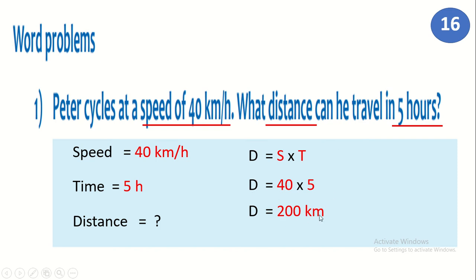And don't forget the unit for distance here. The unit for distance is kilometer. Don't say meter. Kilometer per hour, and then the hour here is the same, you cancel the hour, you have only kilometer. Correct, students? That's why your answer is 200 kilometers. This is your answer for number 1. Do you have a question? Now let's move to number 2.